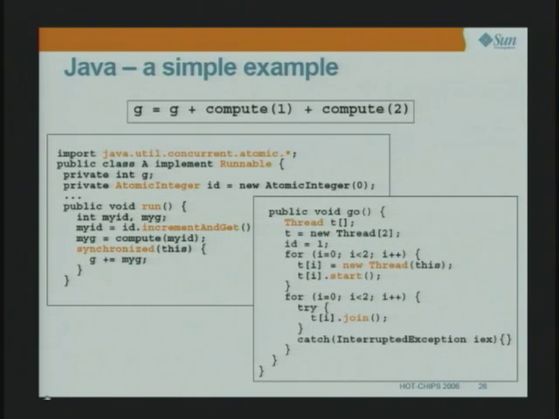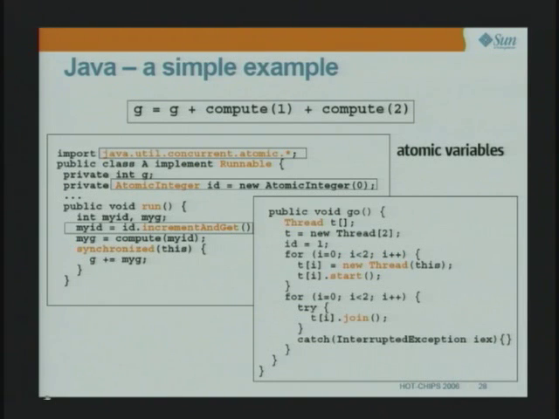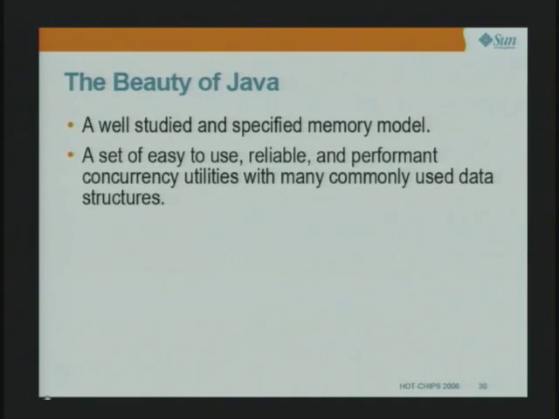So this is a Java example. It illustrates how to use Java to handle the same code. You can do a thread create and thread join, and you implement a class that has a Runnable interface. This is the message that will run when you start the code. And I use an atomic variable to get 1 and 2. And you can use a synchronized block to do the reduction on G. So this gives you a flavor of Java.